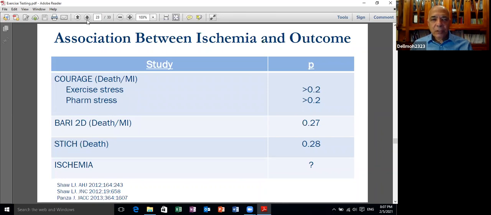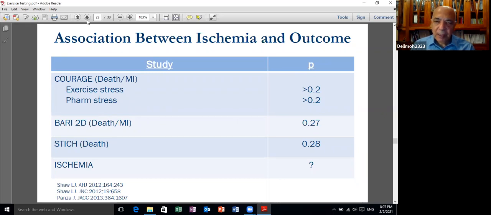Now, what's the association between ischemia and outcome? We have been driven for a long time by ischemia. The patient gets ischemia, then he goes to the cath lab and gets intervention. And we are doing that until now. But we know from the large studies that have been published over the last decade that there is a dichotomy between the occurrence of ischemia and mortality or the outcome in general.